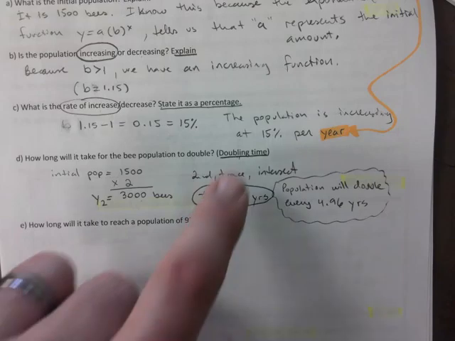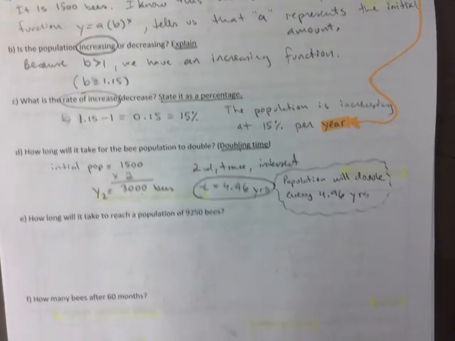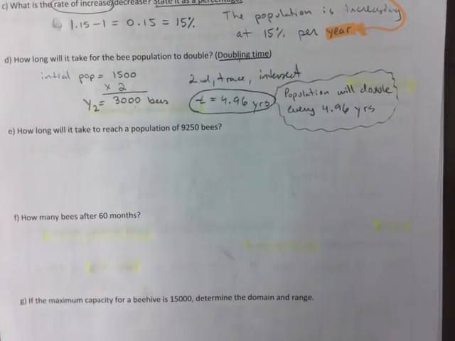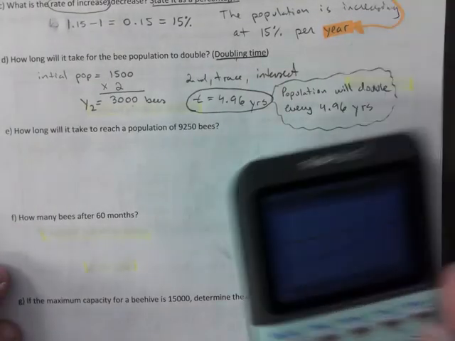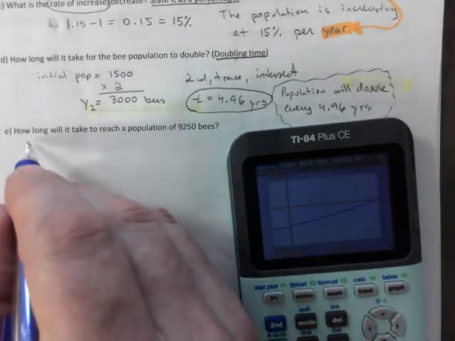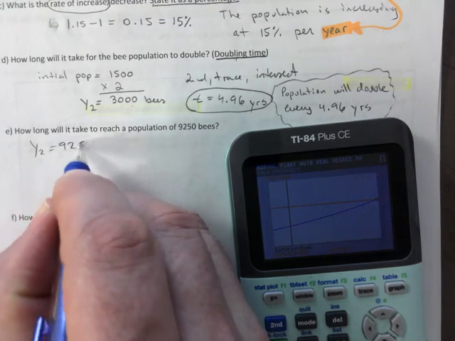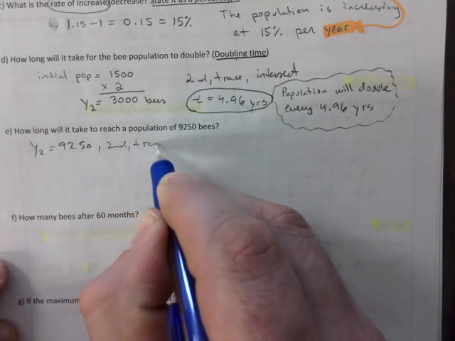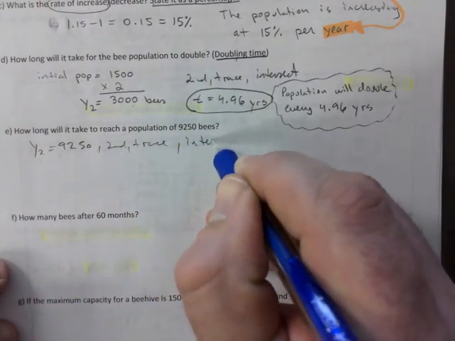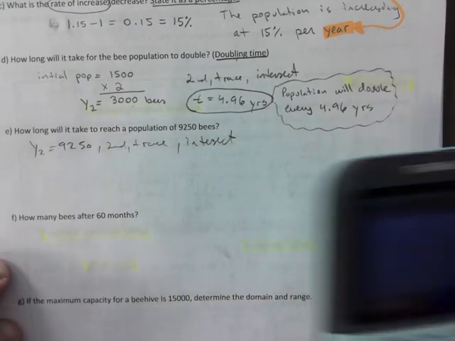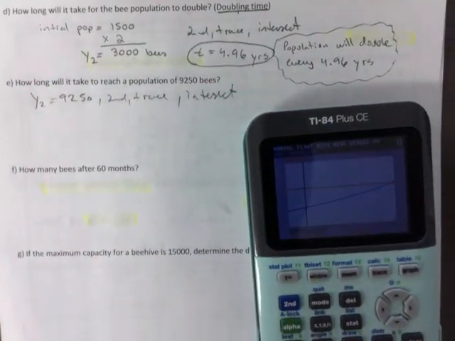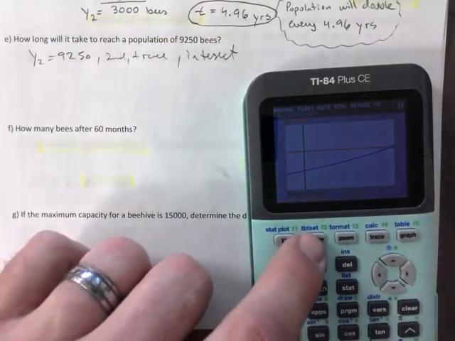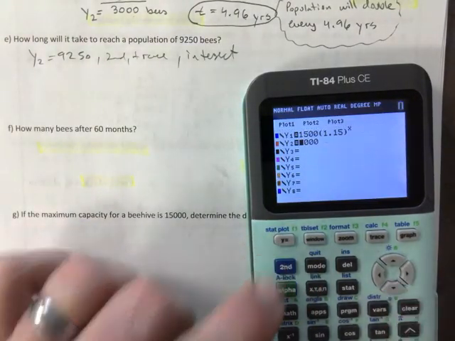So this is a very specific doubling time. How long will it take for the population to reach 9,250? I will let y2 equal 9,250. Then go second trace, intersect. Let's go ahead and do that. And I'm going to have a problem with my window. I know that already.